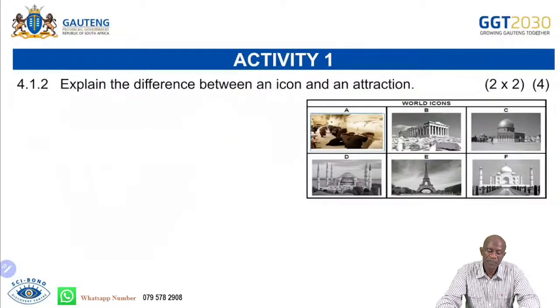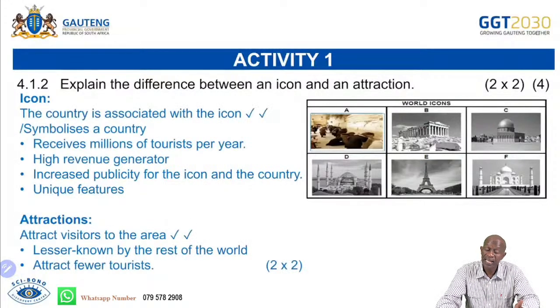Still on activity number 1, 4.1.2 says explain the difference between an icon and attraction. So you should differentiate between an icon and an attraction. So here are the explanations.